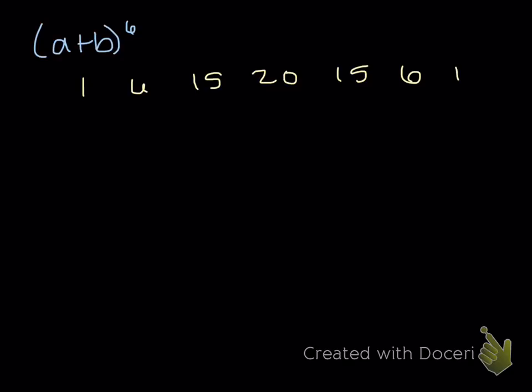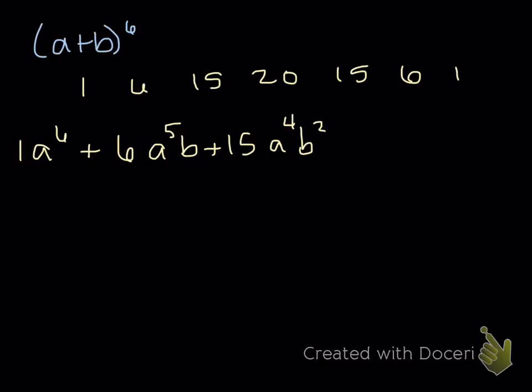Alright, so now we're going to apply this. My first term is going to be 1a to the 6th power, plus 6. A gets bumped down a degree, and now I introduce b into the mix. Plus 15, again a gets bumped down to the 4th, b gets bumped up. Then I have 20, a gets bumped down, b goes up.